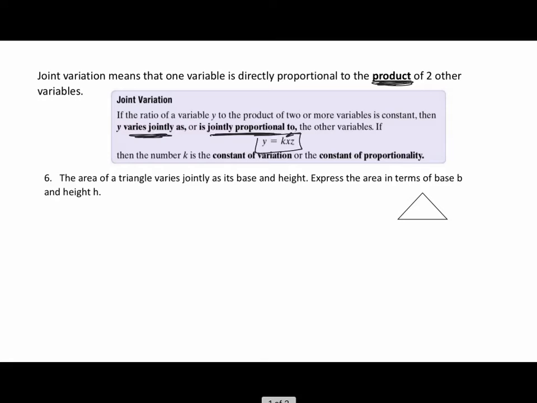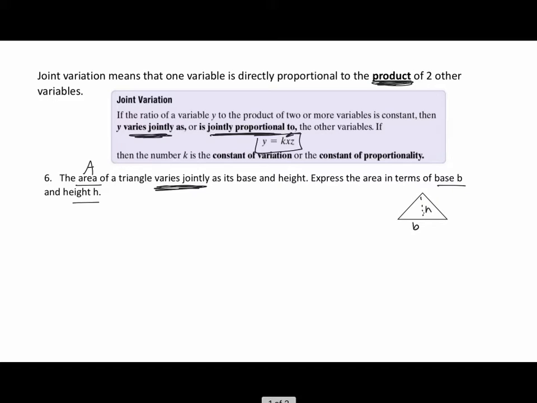So, example 6 here says the area of a triangle varies jointly as its base and height. Express the area in terms of base and height. So, keywords here, varies jointly. It gives us variables for the base and the height, so b and h. It doesn't give us a variable for the area, so I'm just going to call that capital A.